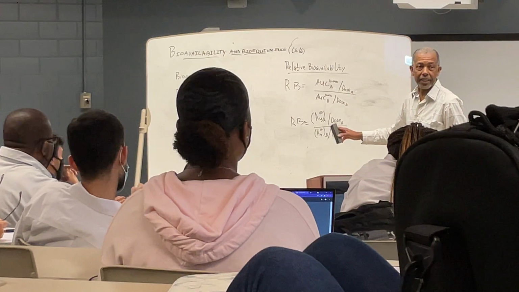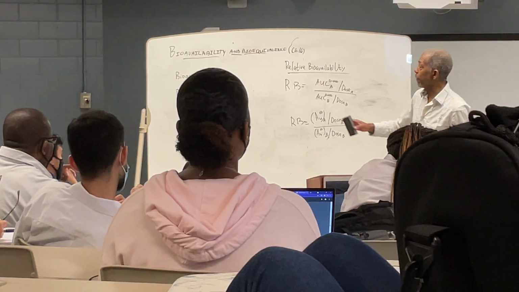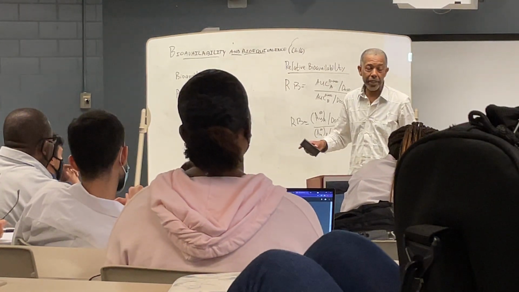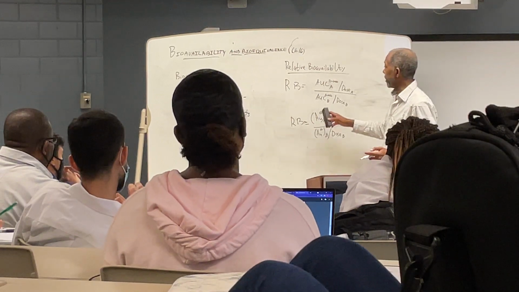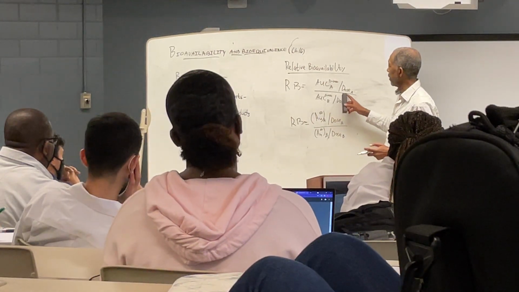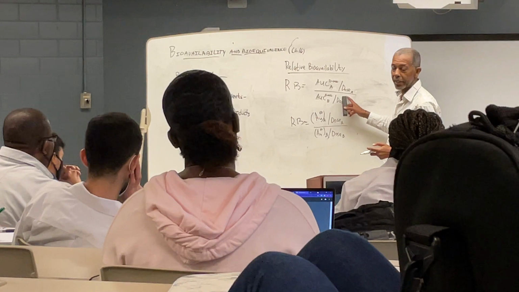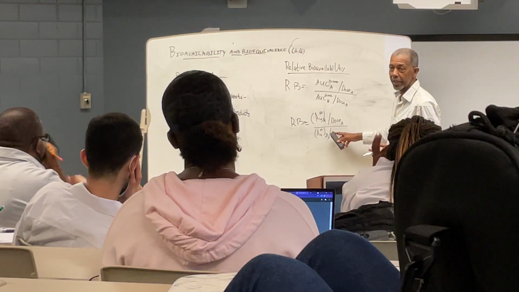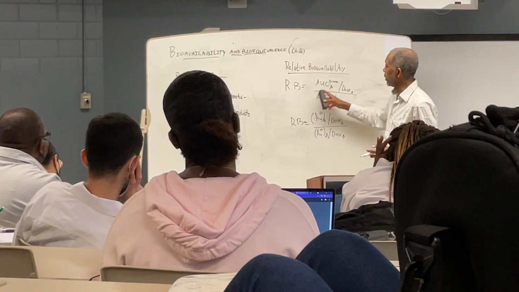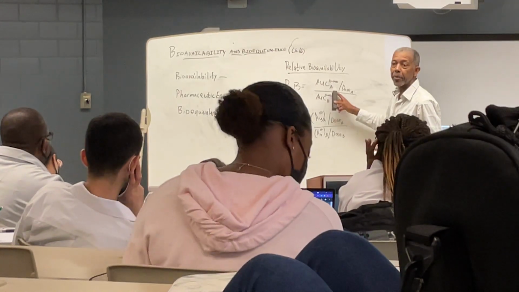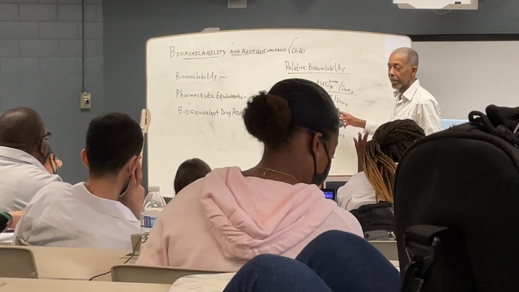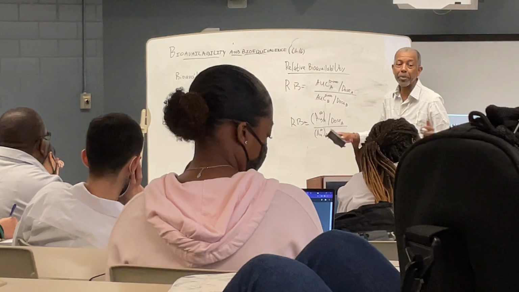Yes. Usually when you read about bioavailability, you don't see it expressed in percentage, okay? But I'm just giving you, this ratio times 100 would be the percentage. So if this ratio is equal to 0.5, that would be 50% relative bioavailability. If it was equal to 0.7, that would be 70% relative bioavailability.